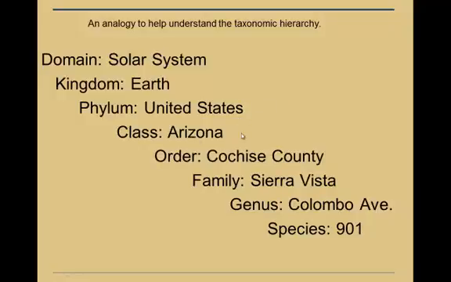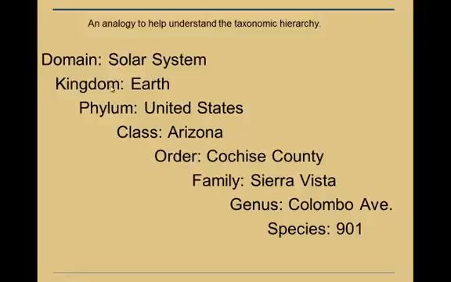Class would be like state. There are 50 states, and so order would be like a county, and family would be like Sierra Vista. Genus would be like the street. For example, consider Colombo Avenue, and species would be the street number. 901 Colombo is the address of the Sierra Vista campus of Cochise College.